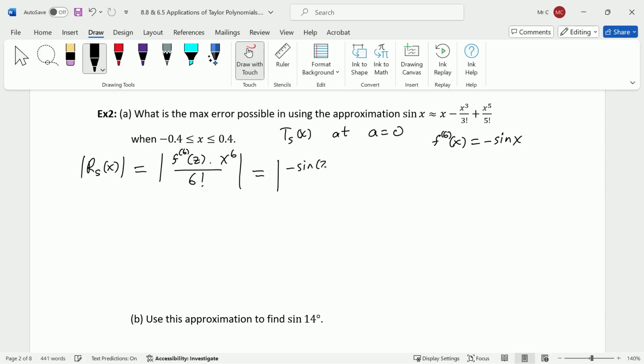So this becomes the sum from the absolute value of sine of z times x to the 6th over 6 factorial. And how do we bound this? Well, another thing I want to emphasize here is that every component of these terms that you try to bound, you should do on a case-by-case basis.